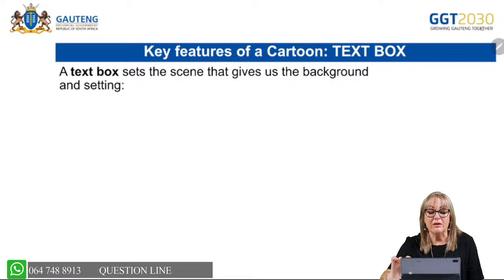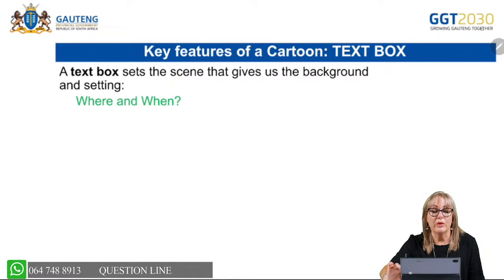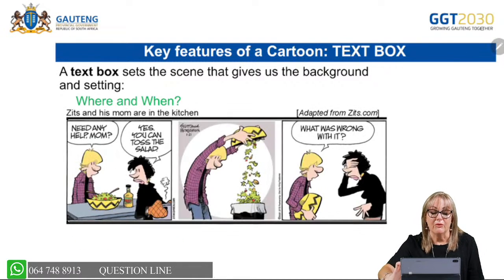And then what is a key feature of the cartoon that you will always find? The text box. The text box sets the scene that gives you the background and the setting. The where and when. Like this one, it's Zitz and his mom. It says there on top is your setting. Zitz and his mom are in the kitchen. So you know where this cartoon is taking place and what is happening here.